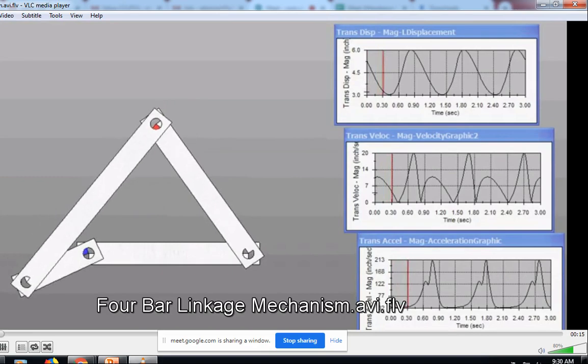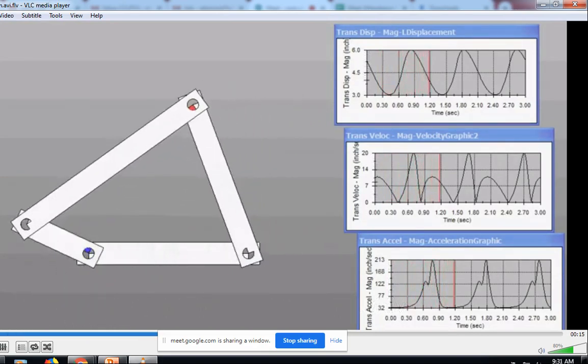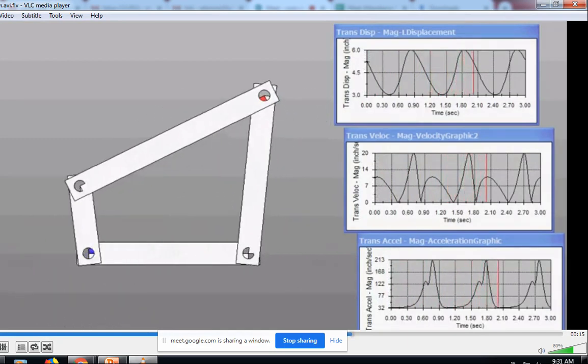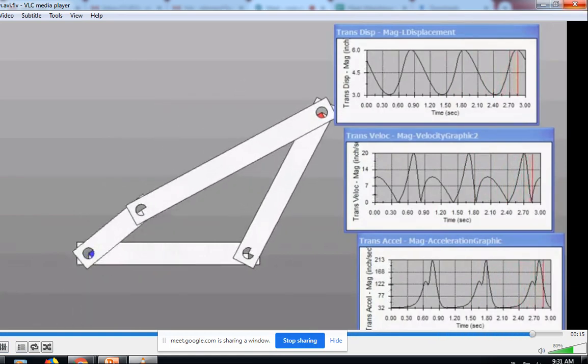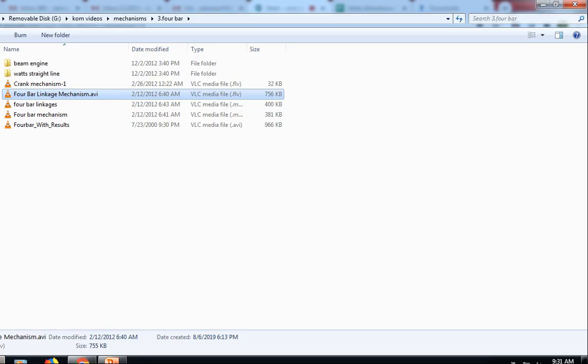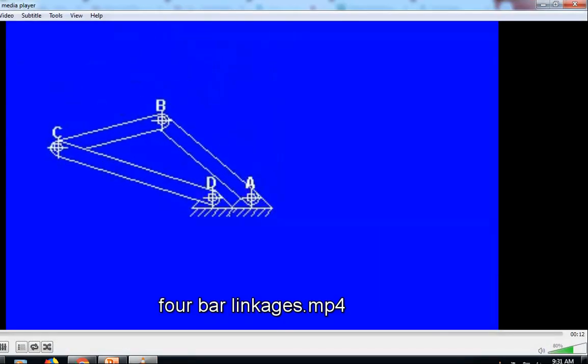Okay, so this type of thing can be used in a car wiper mechanism. They will only oscillate in this manner. Okay, so this is one of the types of inversion. Okay, next we'll see one more. So you can see now.